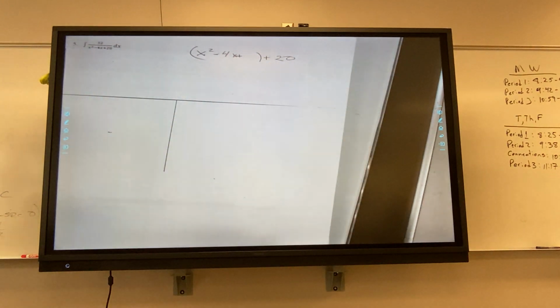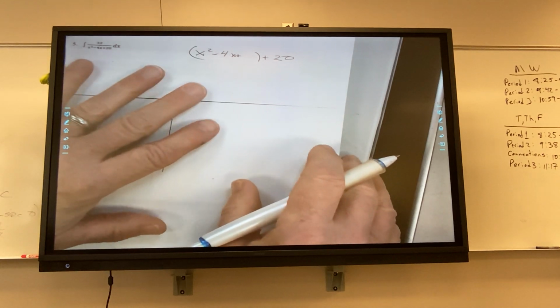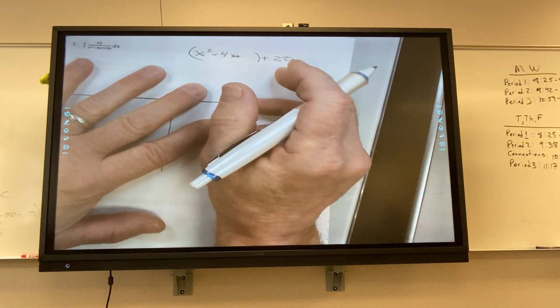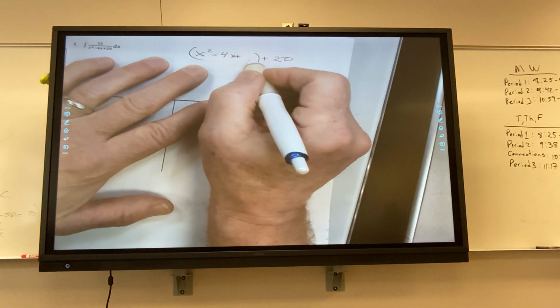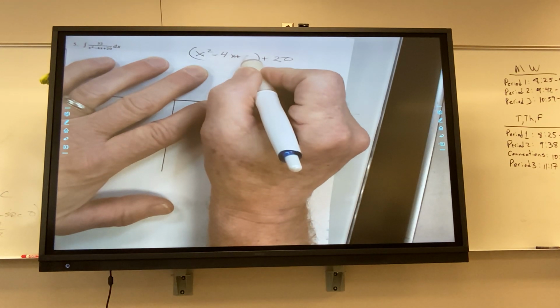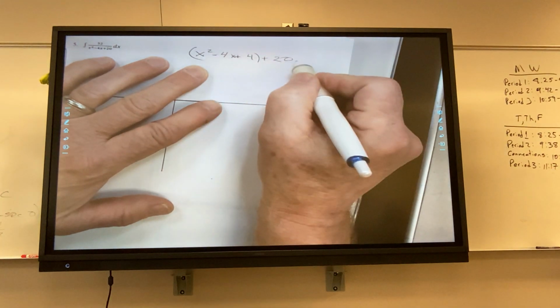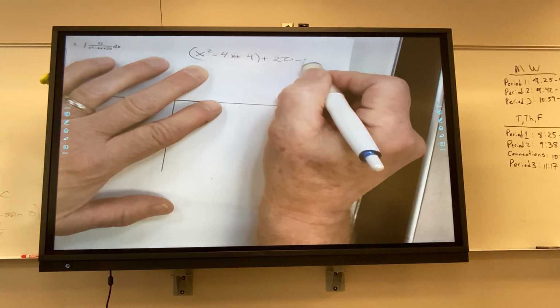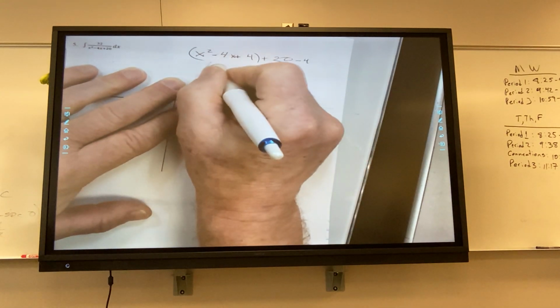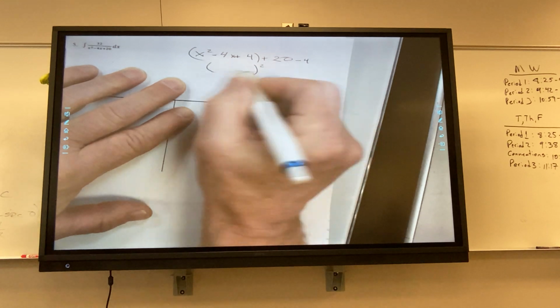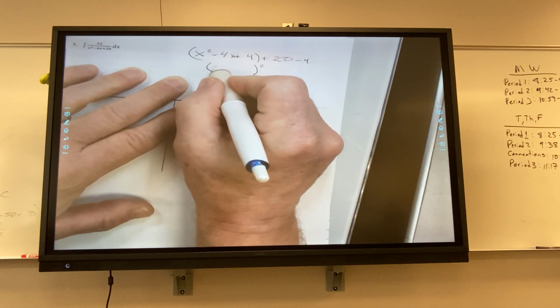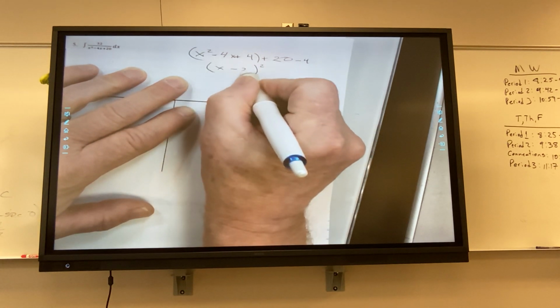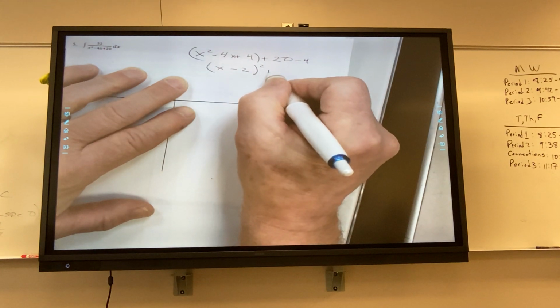Plus what, Austin? 4. Perfect. So what do I have to do over here? You would subtract 4. Perfect. So this is going to become something squared, correct? Yeah, x minus 2. Perfect. And what is 16? 16? So I can rewrite this as this.